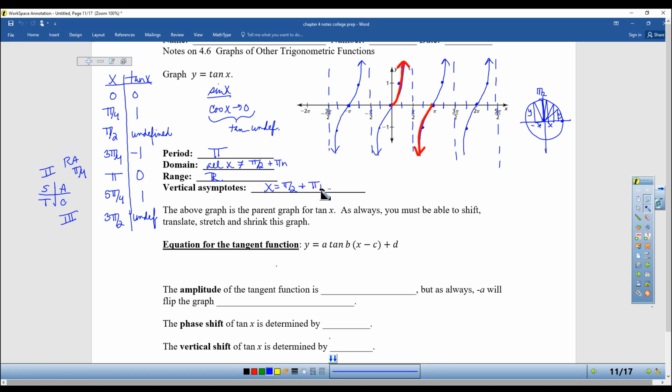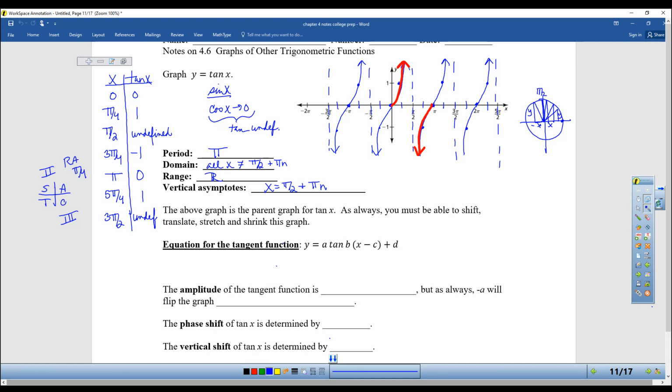Again, I can say plus pi n. That's how far away the next one is, plus pi. Or plus 2 pi, there's another one. Plus 3 pi, there's another one. So we just can say that simply by saying pi n. So this graph is the parent graph for tangent of x.